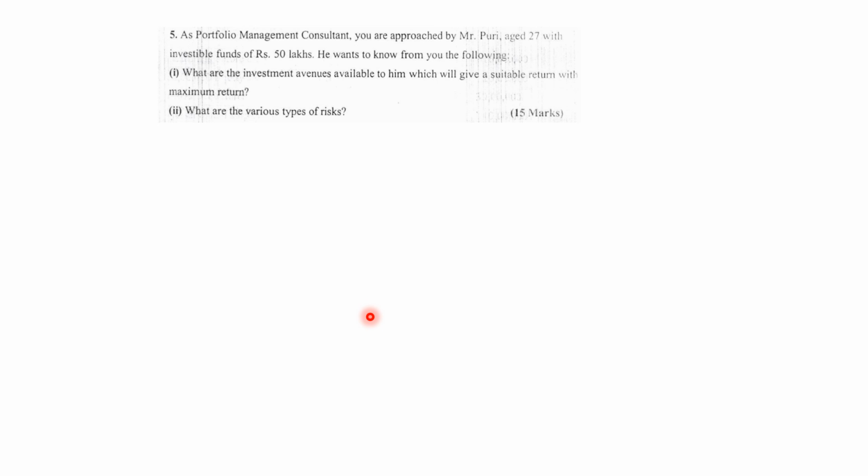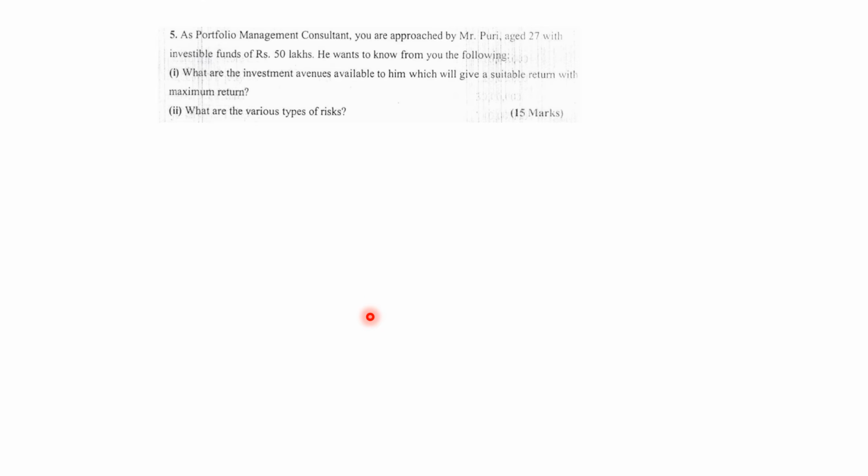It is given as a portfolio management consultant. You are approached by Mr. Puri, age 27, with an investable fund of rupees 50 lakhs. He wants to know from the following: what are the investment avenues available to him which will give him suitable return with maximum return, and what are the various types of risk.